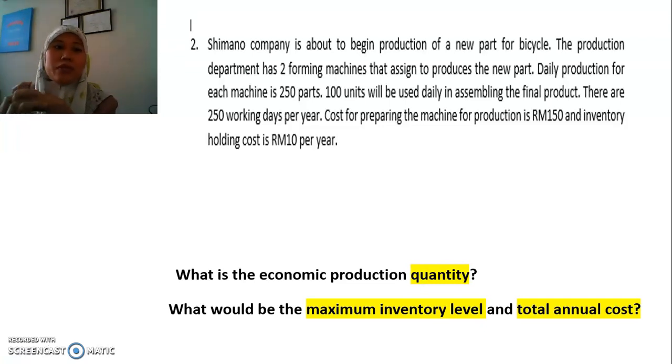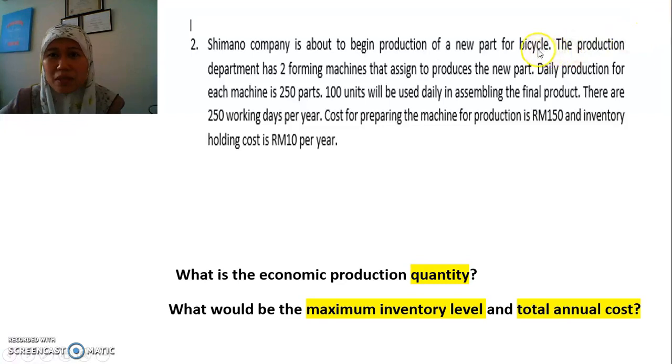Okay, so for this question, they gave us information on the bicycle manufacturer. How do we know what kind of formula we're going to use? Is it POQ? Is it quantity discount? Is it normal EOQ? The clue is to look for whether it involves assembly of parts.